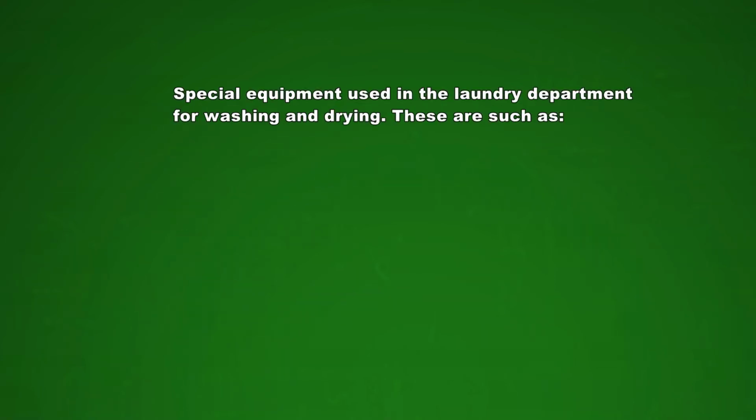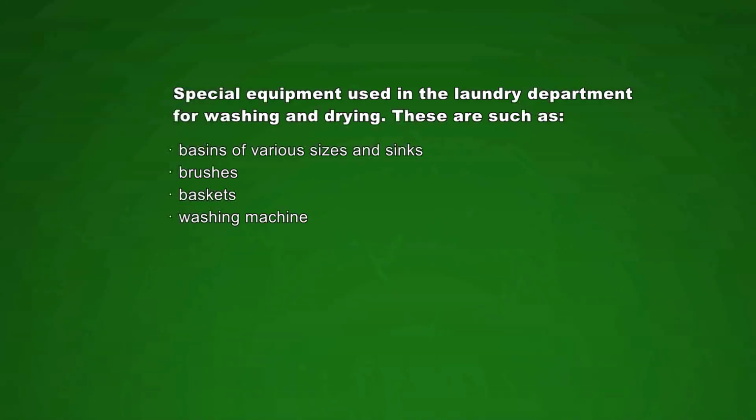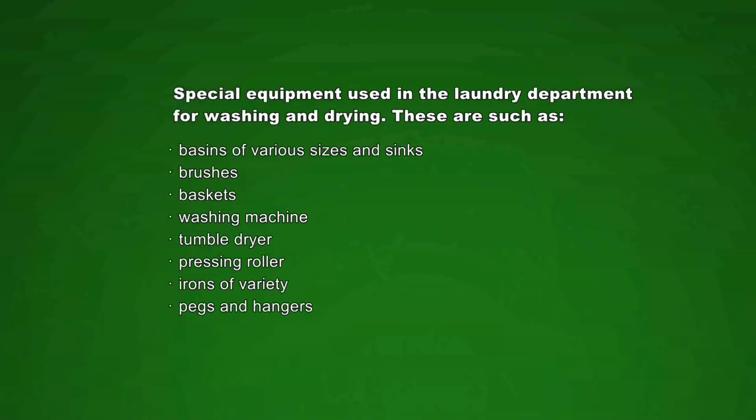There is also special equipment used in the laundry department for washing and drying. These are basins of various sizes and sinks, brushes, baskets, washing machine, tumble dryer, pressing roller, irons of variety, pegs, and hangers.